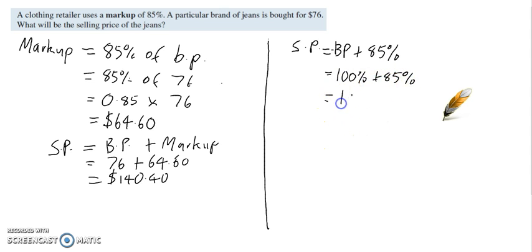So the total percentage is 185%. Now we can write 185% as 1.85. Okay? So it's times by the buying price, which is 76. And this will give you the exact same answer. It's just an alternate way of going about it. So all you need to do in this case is choose which one you're more familiar with and remember it. You don't really need to remember both methods.